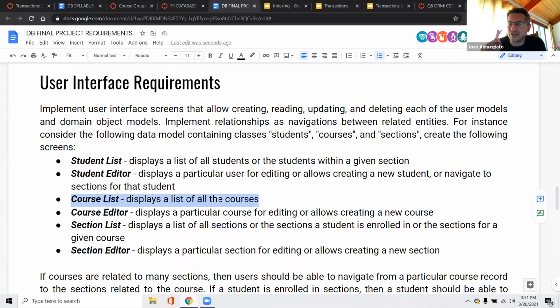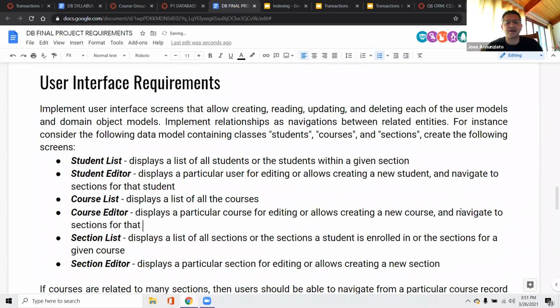The requirement is only 2 domain objects, so these are okay. So the course list displays a list of courses, and the editor displays a particular course for editing, or allows creating a new course, and navigate to sections for that course.